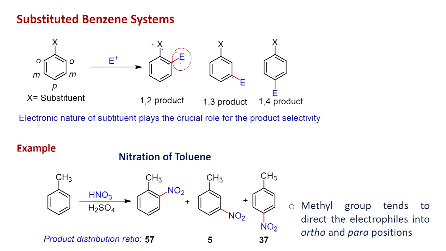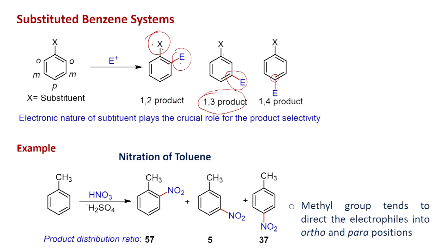It can also react at this carbon, the meta position. In this way you will be able to form the 1,3 product. It can also react at the para position, and you will be able to form the 1,4 product. There are 3 possibilities. You can form the 1,2 product or the 1,3 product or the 1,4 product, and that depends upon the X. The electronic nature of X plays a crucial role in the aromatic electrophilic substitution to give the product.